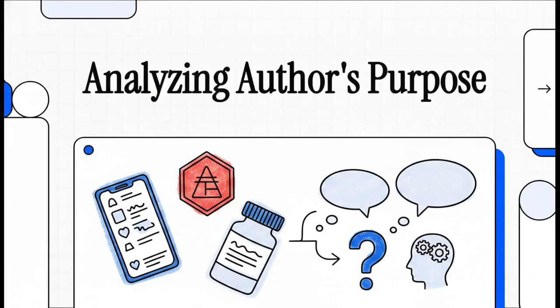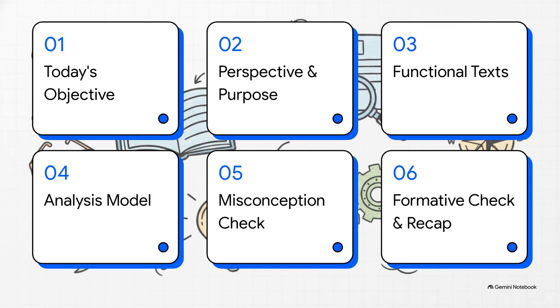Let's get into it. Here's our quick roadmap for today. We've got our objective, we'll define perspective and purpose, explore some functional texts, look at a real-world analysis model, clear up a common misconception, and finally wrap up with a quick check.